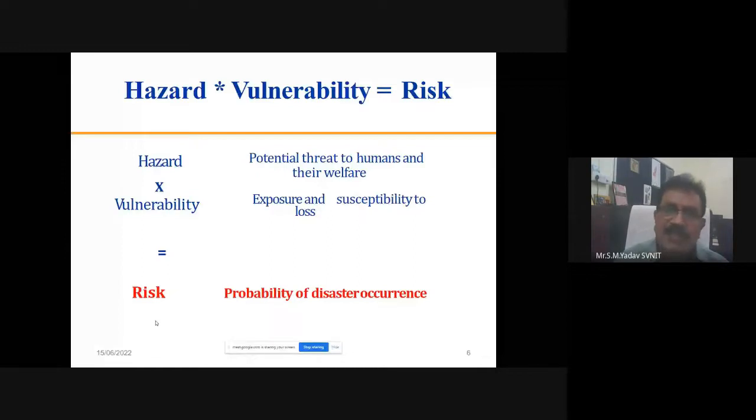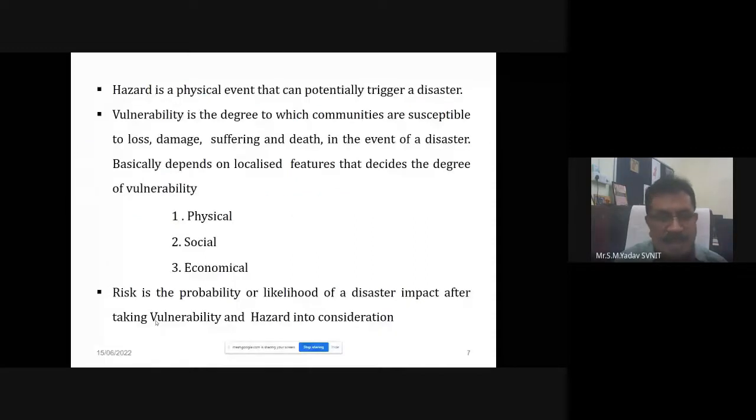Hazard is a physical event that can potentially trigger a disaster. Vulnerability is the degree to which communities are susceptible to loss, damage, suffering, and death in the event of a disaster. Basically, it depends on localized features that decide the degree of vulnerability, that is physical, social, and economic. Risk is the probability or likelihood of a disaster impact after taking vulnerability and hazard into consideration.